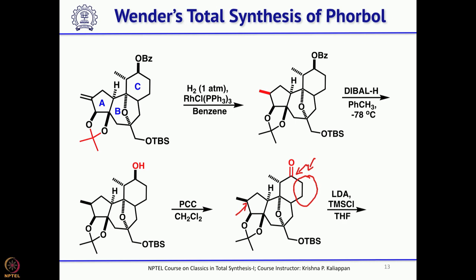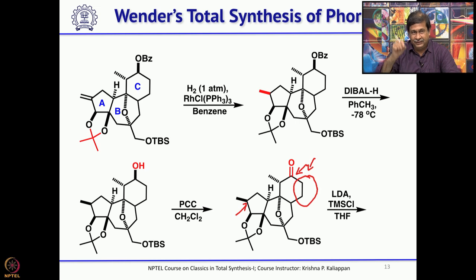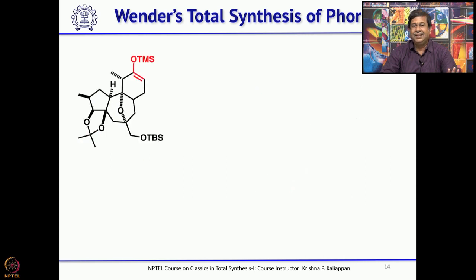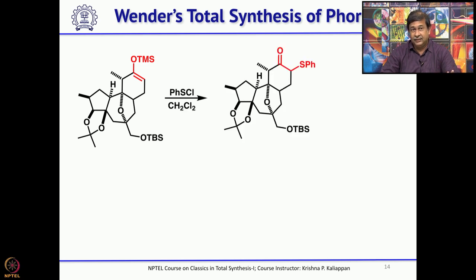So what you need first, you have to introduce the enone, the double bond should be introduced. You treat with LDA and TMS chloride. So it forms the corresponding enol TMS ether. This, on treatment with phenyl sulfenyl chloride, you can introduce SPh. Basically, as I said, what you need to do is introduce the double bond next to the ketone. So there are many methods. So he used this method.